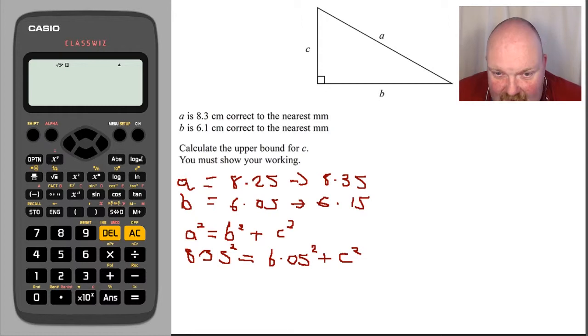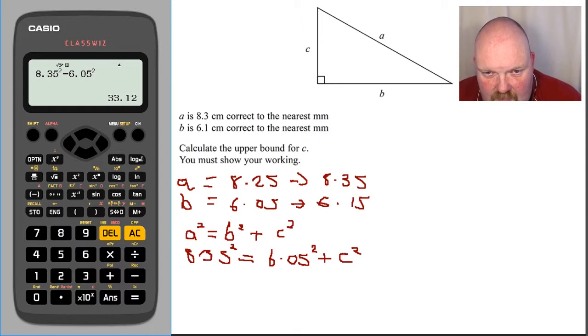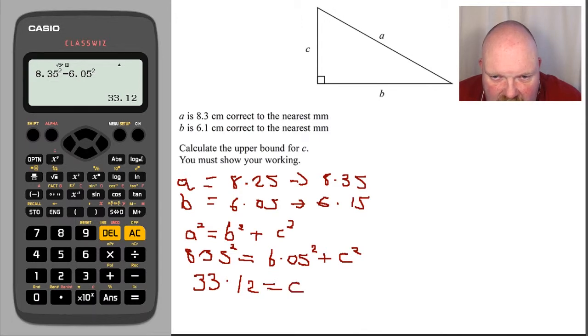Okay, now that I've got this far, I can jump to my calculator and I can say 8.35 squared subtract 6.05 squared equals 33.12. So I can then say, I now know that 33.12 equals c squared.